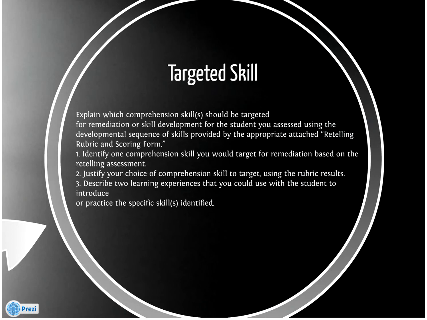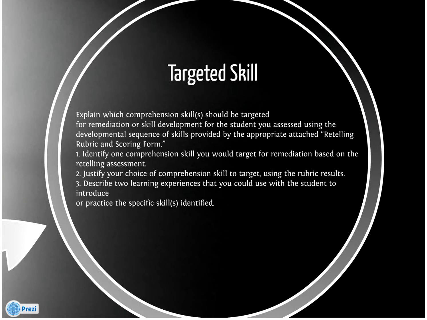So now we know how the child comprehends text and is able to retell text. So now let's think about some kind of a comprehension skill that we could target to help maybe improve the child's comprehension, remediate something that needs remediated. So you're going to look at that rubric and identify some comprehension skill that you would target for this child based on what the child did during the retelling. You're going to justify your choice and then explain 2 ways you could work on that in the classroom.